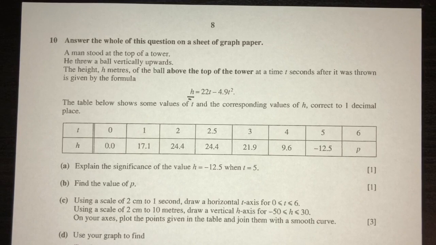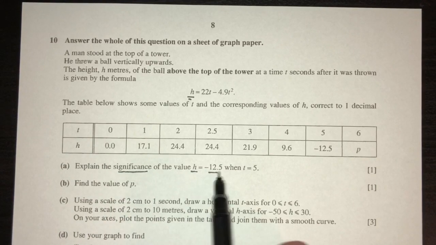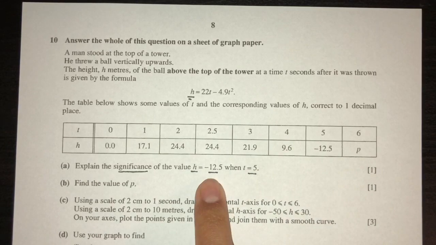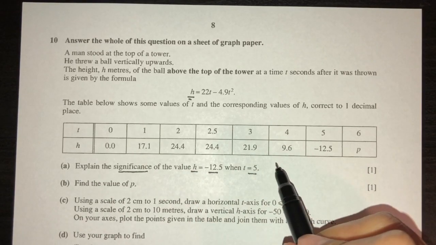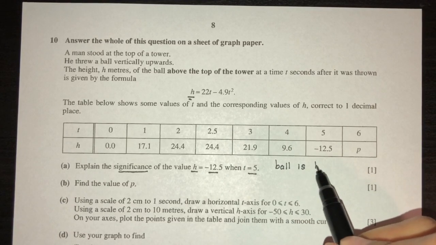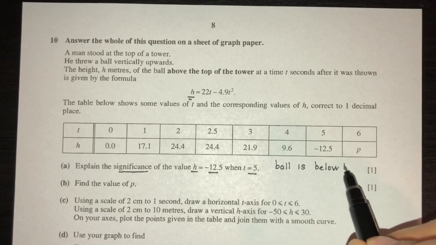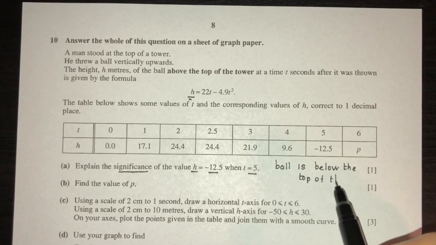Explain the significance of the value of this. So what does it mean when it is a negative value? It basically means that the ball is below the top of the tower.